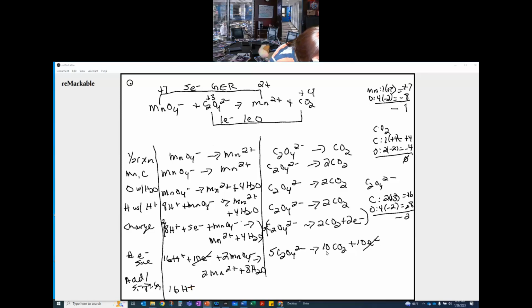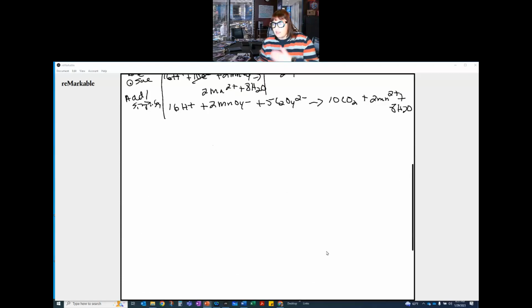So 16H plus, 2MnO4 minus, plus 5C2O4 2 minus. Remember, we need all of the reactants on that one side. And that gives me my products: 10CO2 plus 2Mn2 plus 8H2O. Okay, and that's the final equation that I'm looking at. Now, I'm still in acidic solution, so I don't need to make any corrections for that.